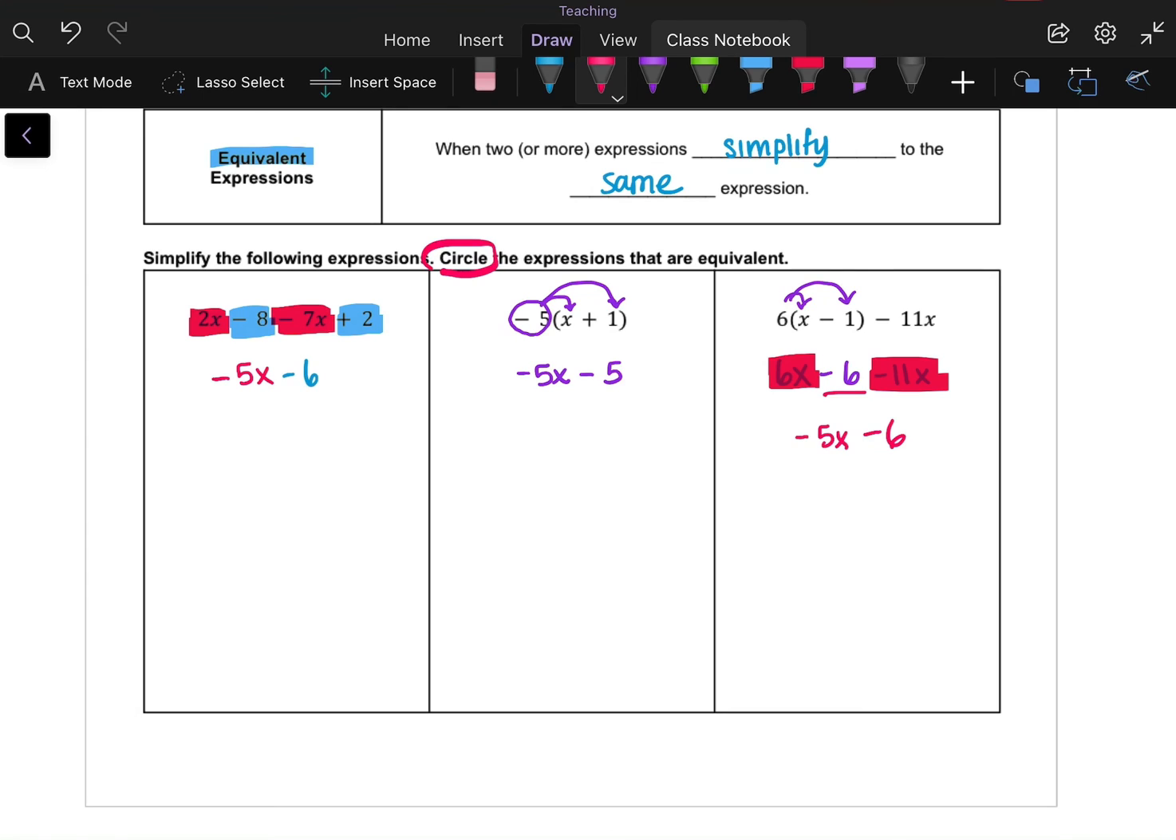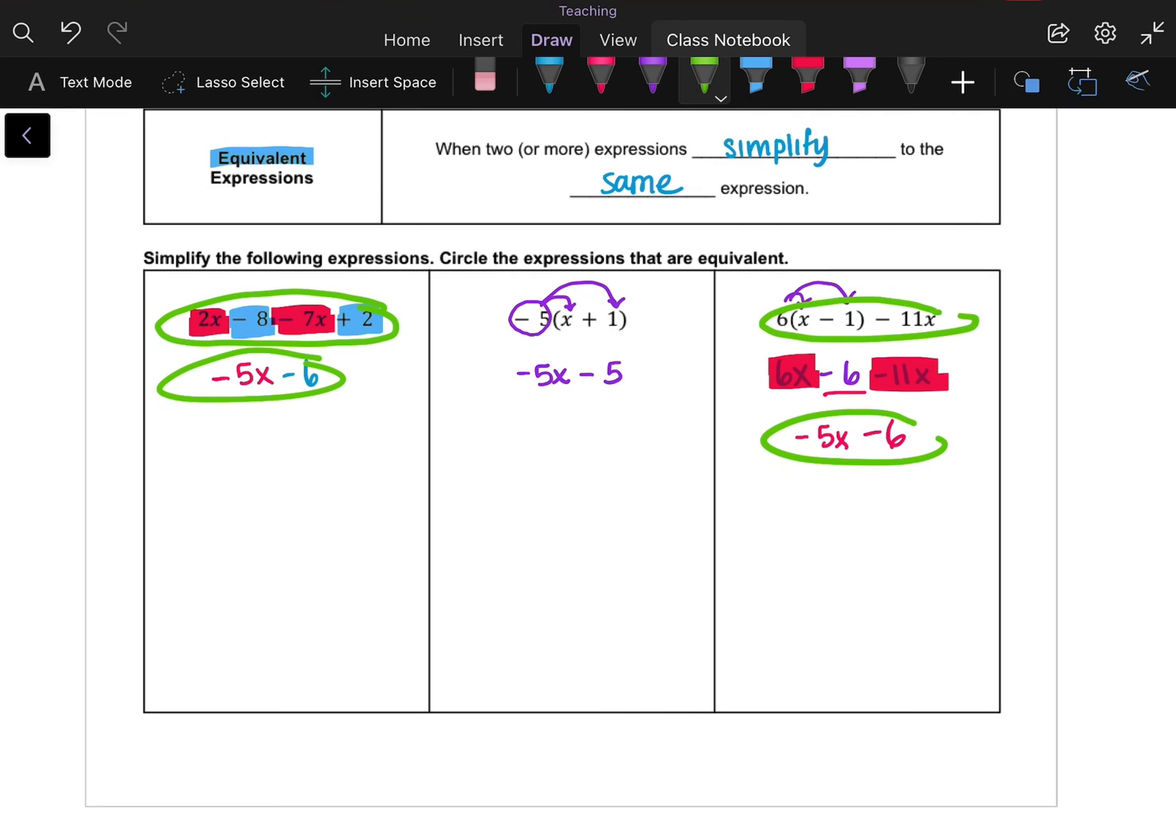All right, so then we want to circle the expressions that are equivalent to each other. Which of these expressions simplified to be the same thing? Good, our first one here and our last one. So that would mean that 2x minus 8 minus 7x plus 2 is actually equivalent to 6 times x minus 1 minus 11x. Alright, so that is some practice with finding equivalent expressions.